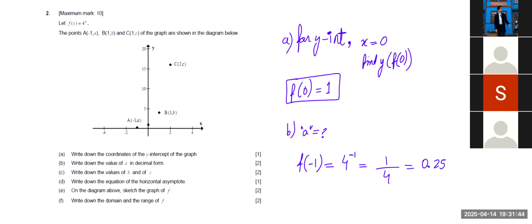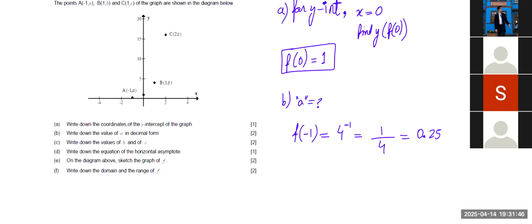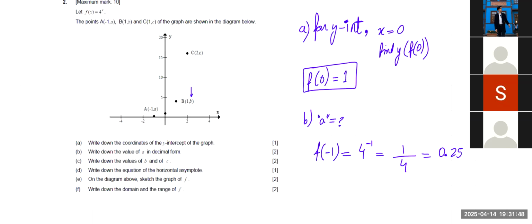So write down the values of b and c. I assume that you guys have understood the idea and you know how to find b and c, right? Plug in 1 for x and find the y value, and plug in 2 for x and find the y value. Write down the equation of the horizontal asymptote.